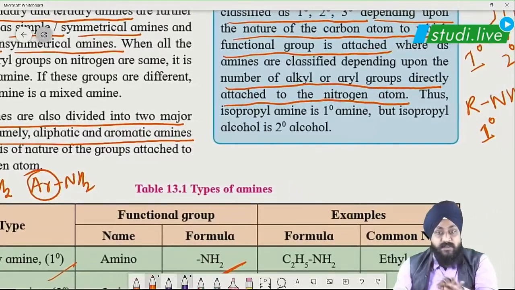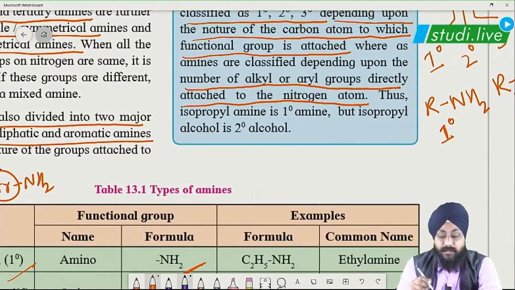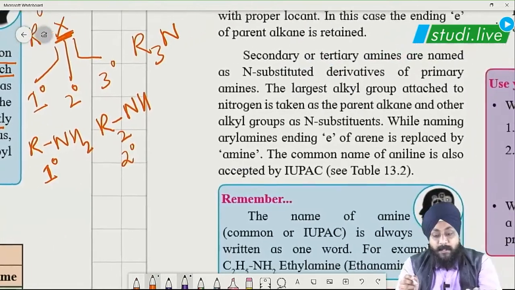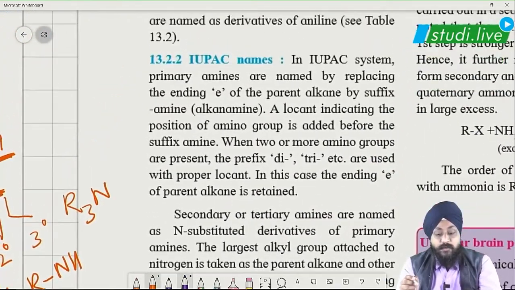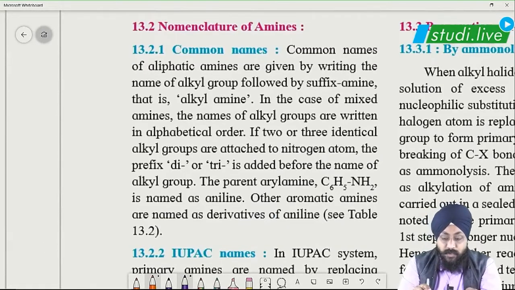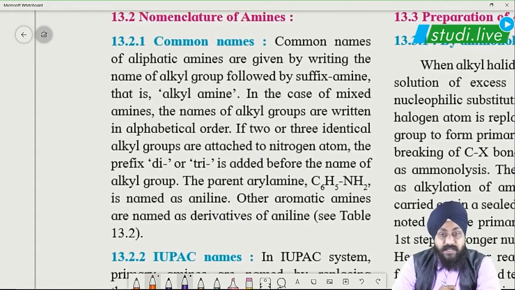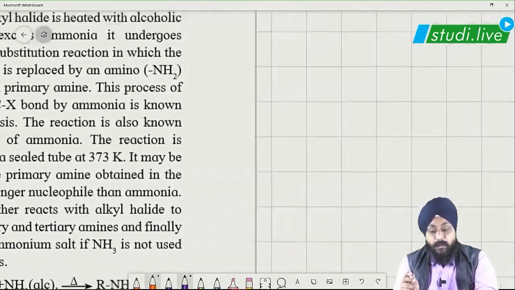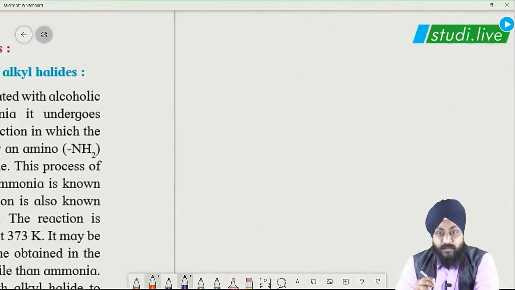So here also, students, they have taken an example. Isopropyl amine is going to be what? Primary amine. But isopropyl alcohol is which alcohol? It is going to be your secondary alcohol. Now students, here I say in case of nomenclature, what happens? Amines have two types of names. One is the common name and the other one is going to be your IUPAC name.